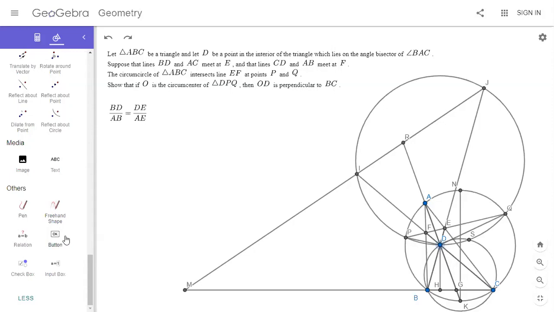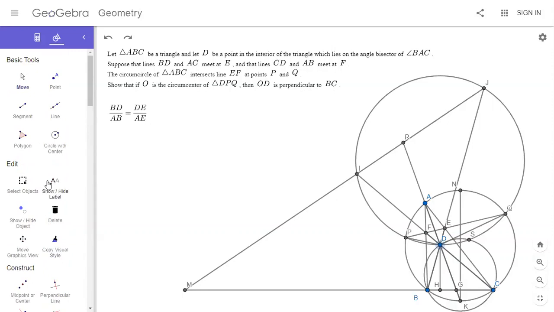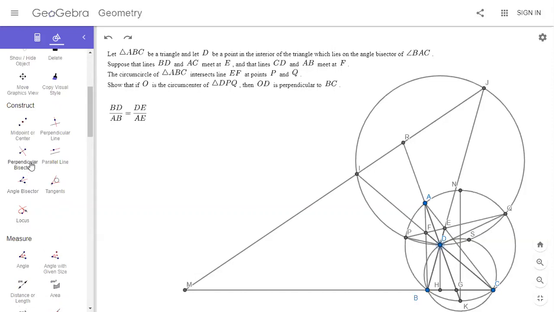If we know this is true, then if we can show that N lies on the perpendicular bisector of IJ, then I, A, and J are cyclic. Yeah, so that would solve the problem. Because if we could show that AR is the angle bisector of IAJ, then it would solve the problem, because we have to show that M lies on the perpendicular bisector of IJ. These two things we have to show.